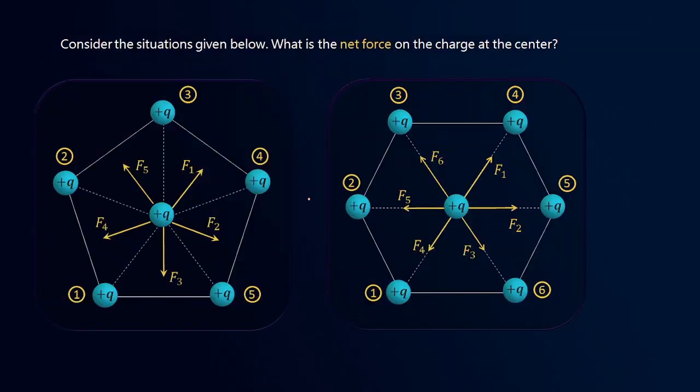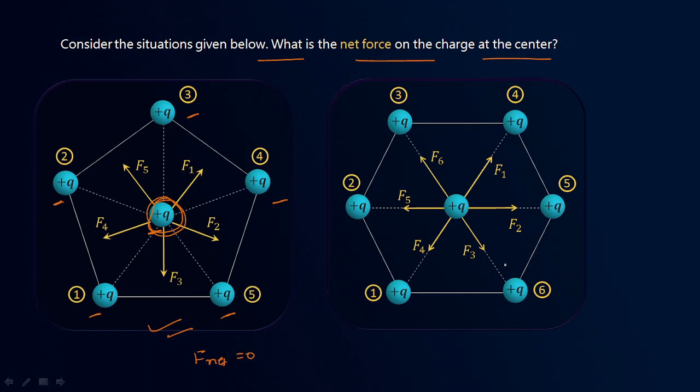Now, next is some general term we can say, or a standard kind of question. Consider the situation given below. What is the net force on the charge at the center? In this case we have one regular pentagon in which charged particles are at all the corners of the pentagon, and if I place one charged particle at the center, its magnitude can be the same or it can be different, but the charged particles at the corners must be symmetric, their value should be the same. In that case, net force on this charge will be how much? F net will be equals to 0.